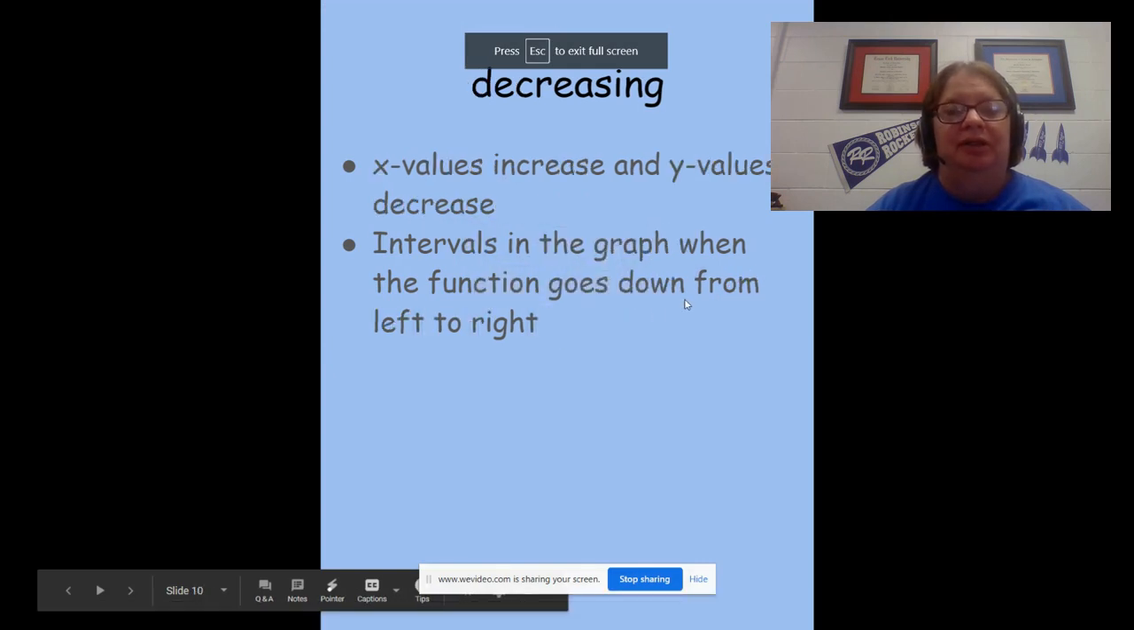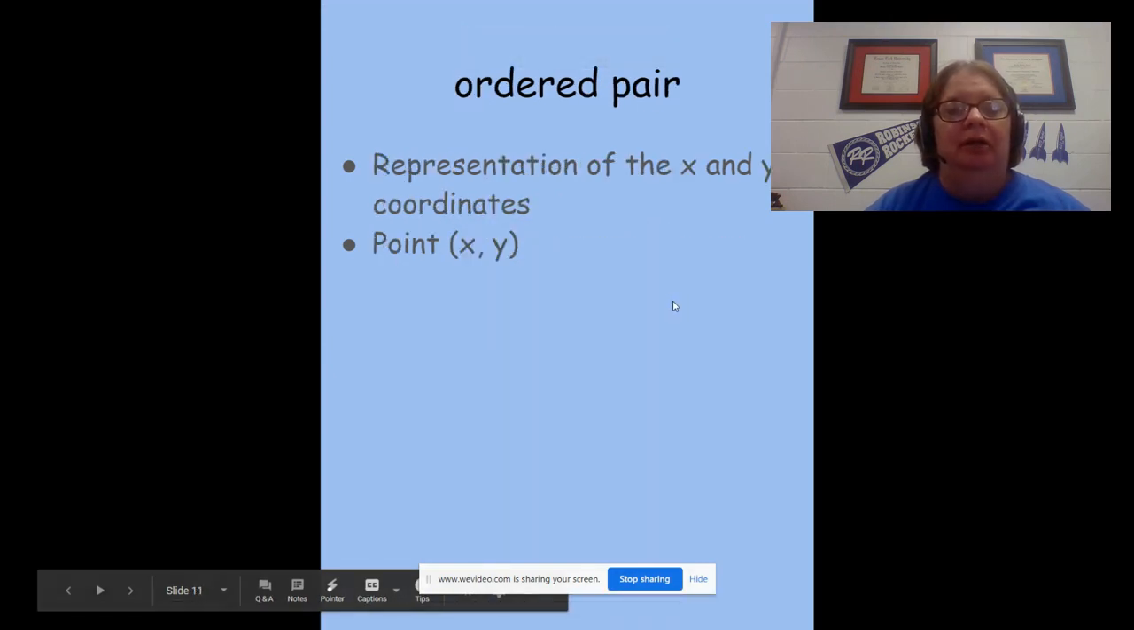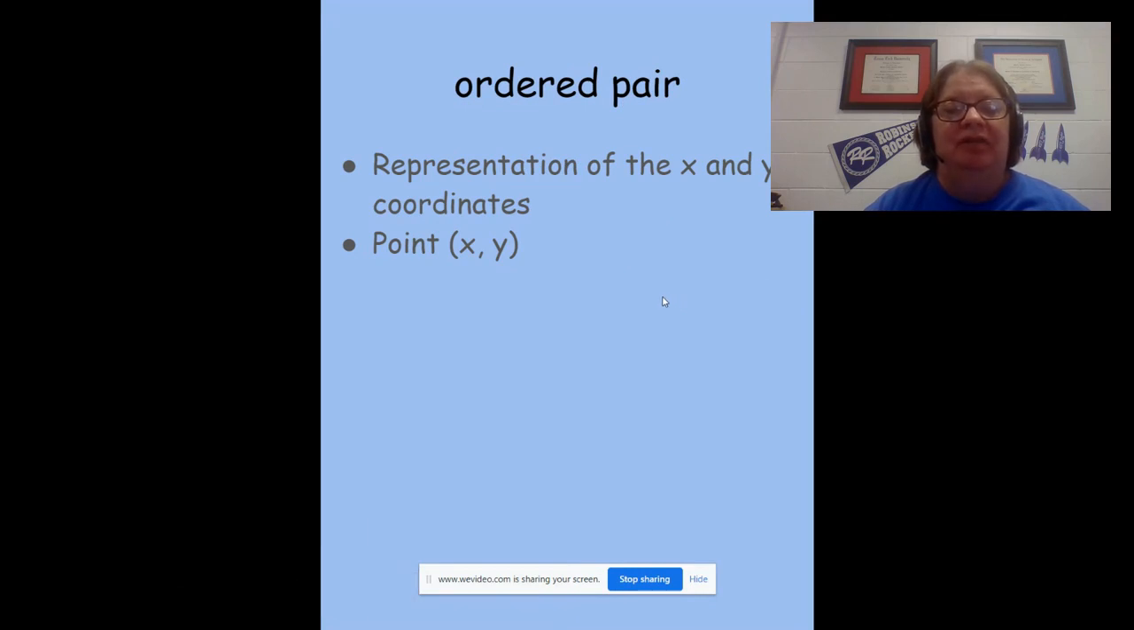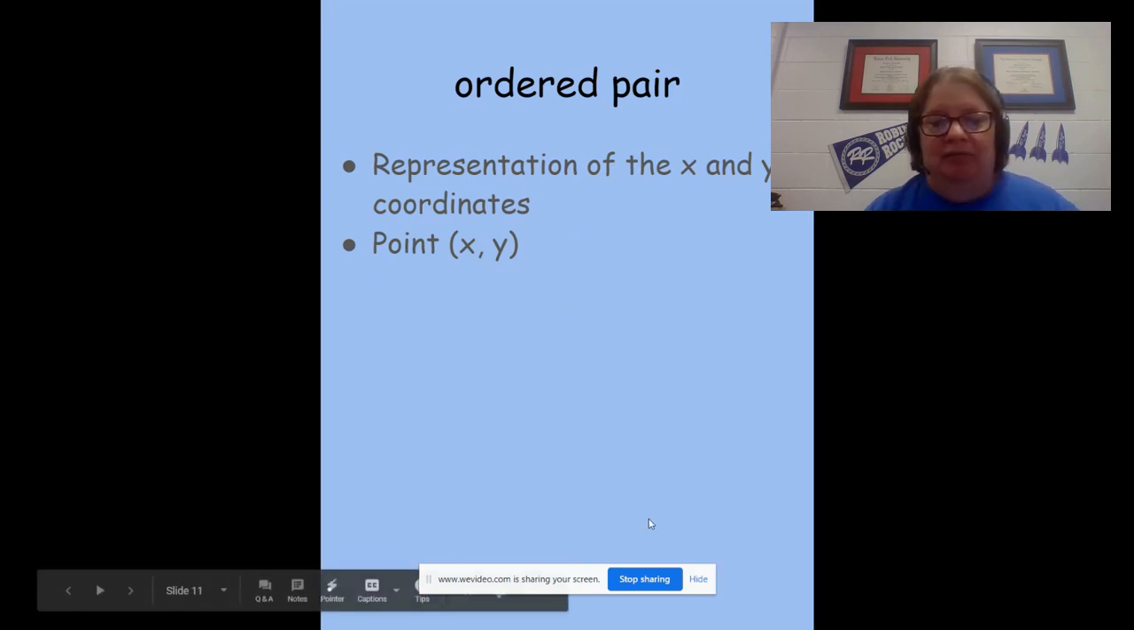So we've done increasing, we've done decreasing. An ordered pair is a representation of the xy coordinate. It's in parentheses, and these are in alphabetical order. So usually it's XY. It might be RS, it might be MN, it might be AB. An ordered pair is a representation of the X and Y coordinate. It's in parentheses, and it's in alphabetical order.